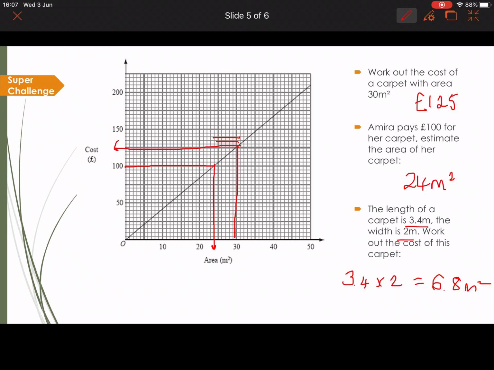So now that we know what the area is, we can find the cost. It's going to be an estimate because we're working with a graph. 6.8 is going to be somewhere just before 7 on the area. So if here's where my halfway between my 6 and 7, it's going to be somewhere around here. And if I go up to where it hits the line, and then I go across, I can see that any answer between 25 and 30 would be appropriate. But because it's 6.8, which is closer to 7, I'm going to go for £29.